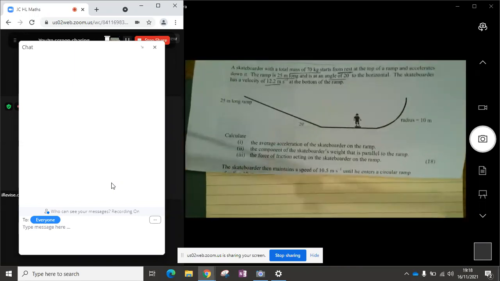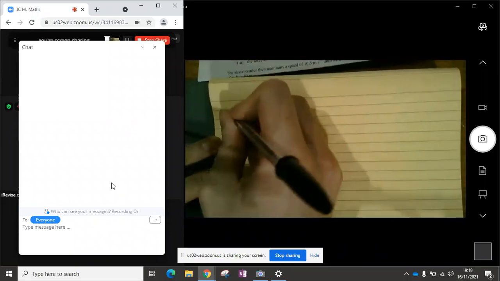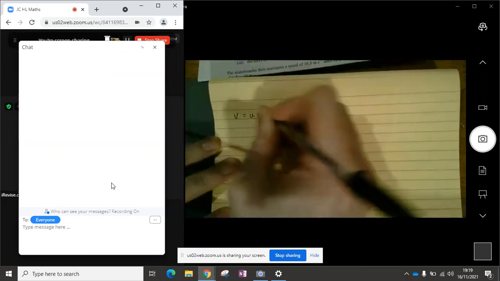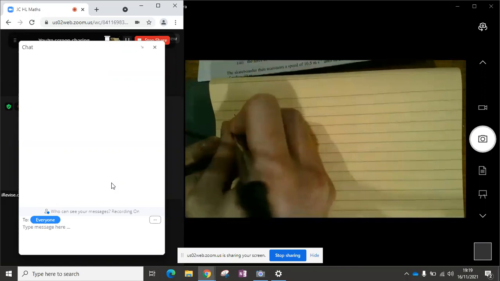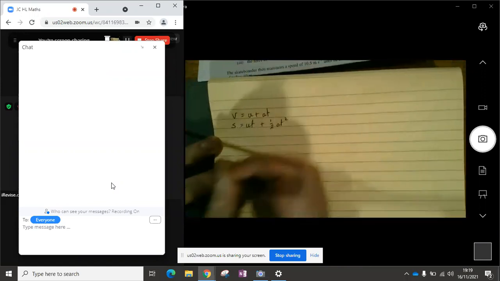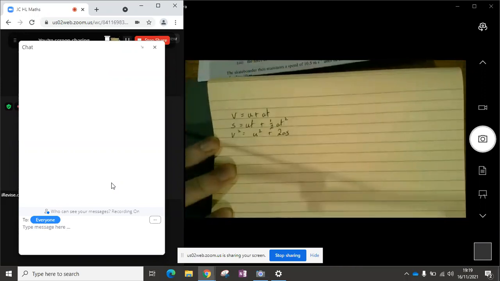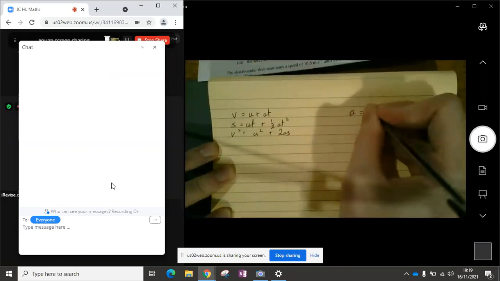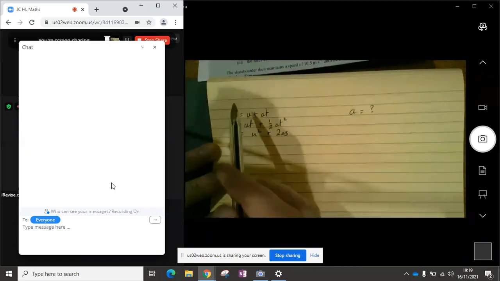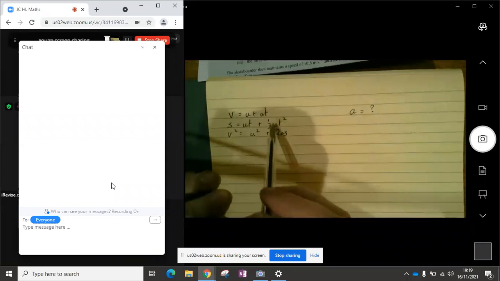How we do this is we need to work out a. If we think about our formulas, we have our equations of motion. We have v equals u plus at. We have s equals ut plus 1/2 at squared. And we also have v squared equals u squared plus 2as. We're looking for a. The trick is to see what you have and then see what formula fits, so we could use any one of them to find a.